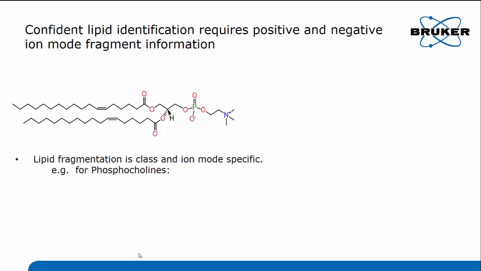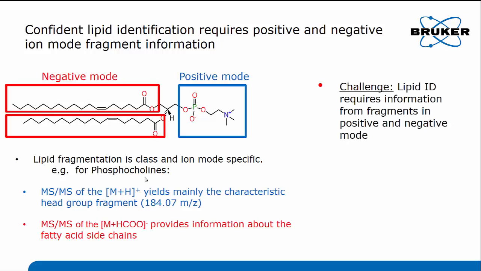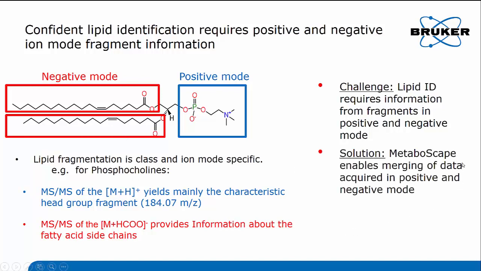Lipid fragmentation is class and ion mode specific. And the challenge is that some information can be taken from positive mode MSMS fragments, like the characteristic head group fragments that are seen for phosphocholines, and in the negative mode MSMS spectra information from the fatty acid side chain composition can be gathered. The solution to this challenge is MetaboScape, because it enables merging of data acquired in positive and negative ion mode. So the value for you is it's easy to confidently identify lipids.